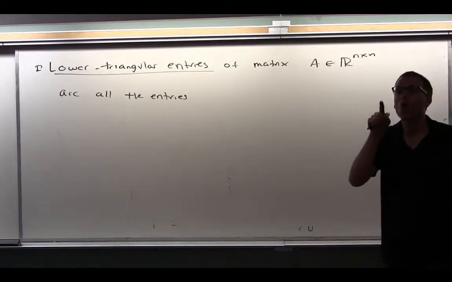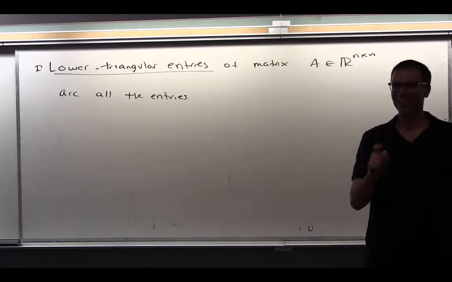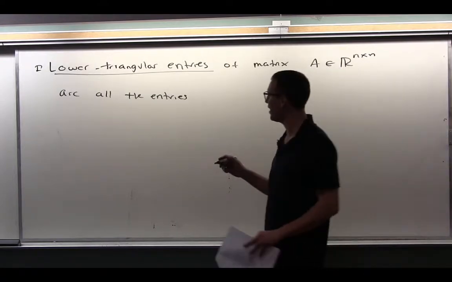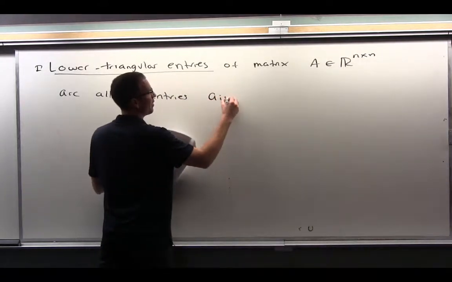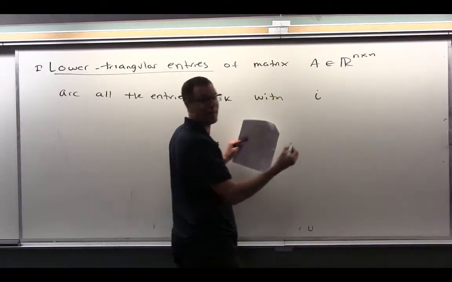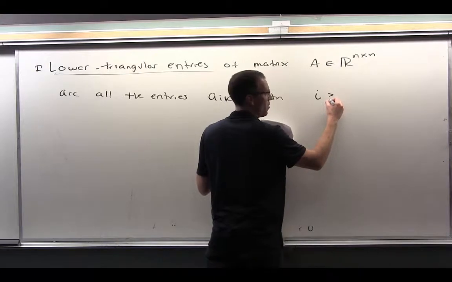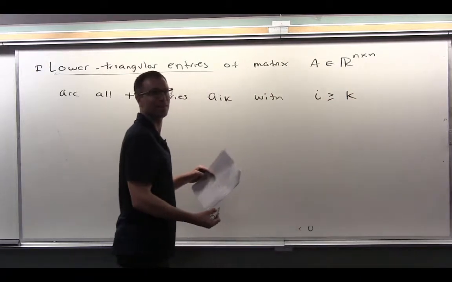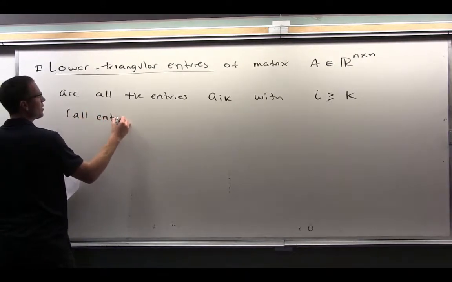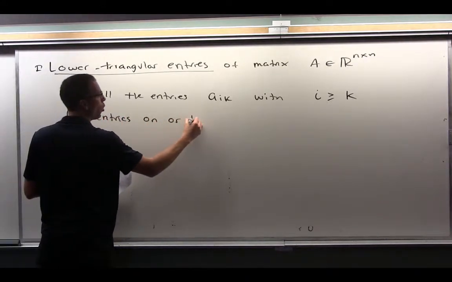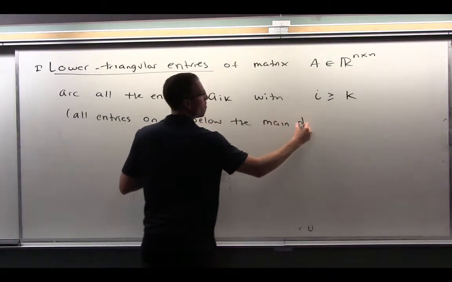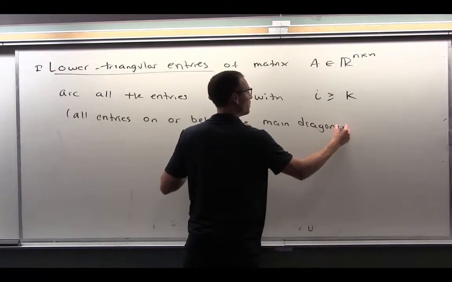Yeah, we're going to call that strictly lower triangular because it's a strict inequality. With that said, could you guess what we say? It's not a strict inequality. Greater than or equal to k. So, aka all entries on or below what? The main diagonal.